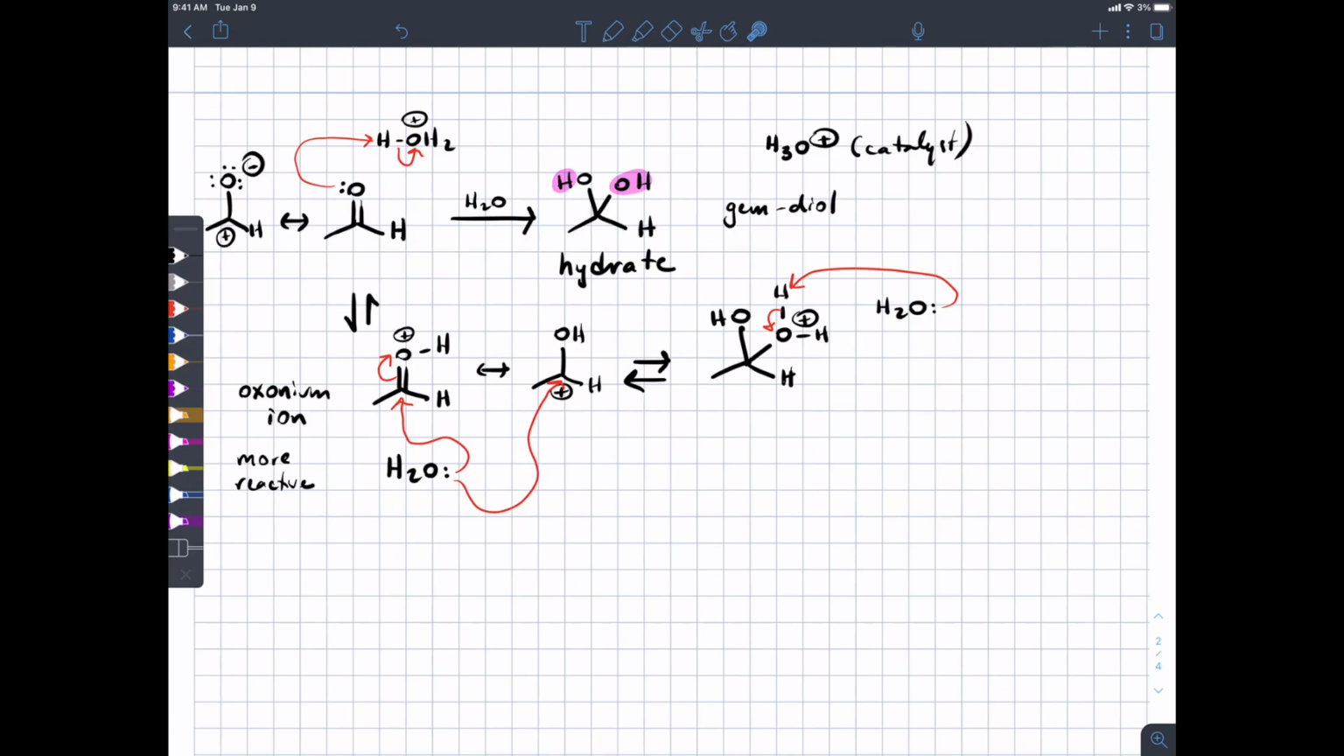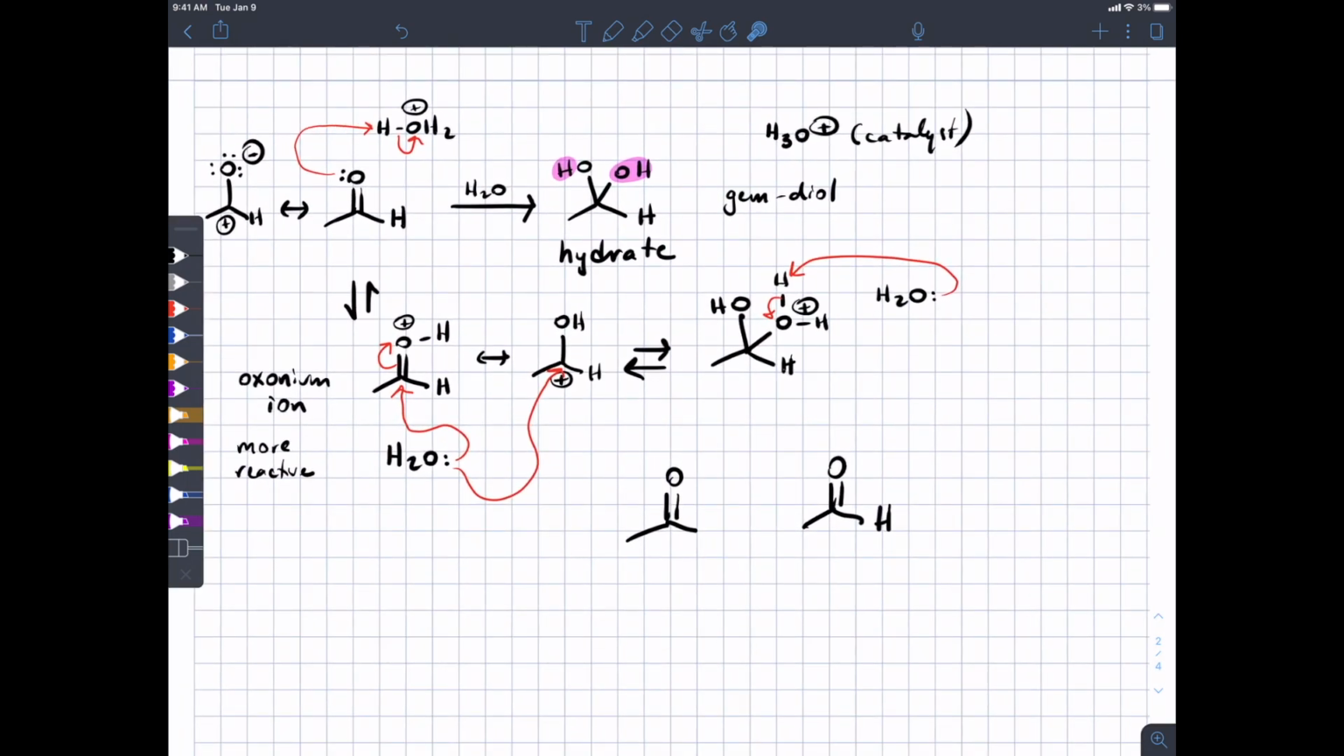I don't have any equilibrium constants or examples of aldehydes that form more versus less. If you compare this ketone versus this aldehyde, ketones are more electron rich than aldehydes because they have two alkyl groups instead of one. So you would expect the aldehyde to form a greater percentage of hydrate than the ketone. All right. So that's one example of something that can happen to carbonyls.